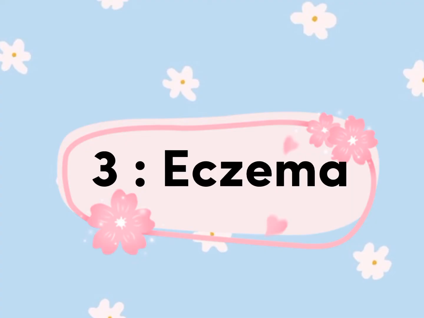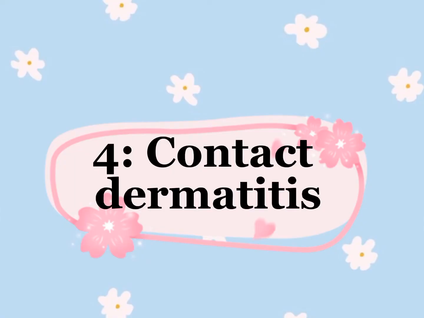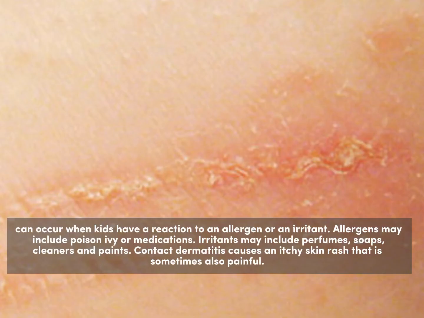3. Eczema. Eczema makes your child's skin itchy and then it gets red, irritated, and dry. Differences in your child's skin barrier compared to normal, healthy skin and an immune system that tends toward allergies cause eczema. 4. Contact dermatitis can occur when kids have a reaction to an allergen or an irritant. Allergens may include poison ivy or medications. Irritants may include perfumes, soaps, cleaners, and paints. Contact dermatitis causes an itchy skin rash that is sometimes also painful.